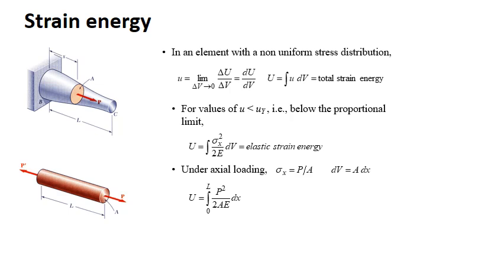So for any portion of your element, you can calculate the total strain energy subjected to axial loading. So please remember this general expression, integral from 0 to L of P square by 2AE into dx. For a rod of uniform cross section, it is simple: P square L by 2AE, that's it, because the diameter is constant.